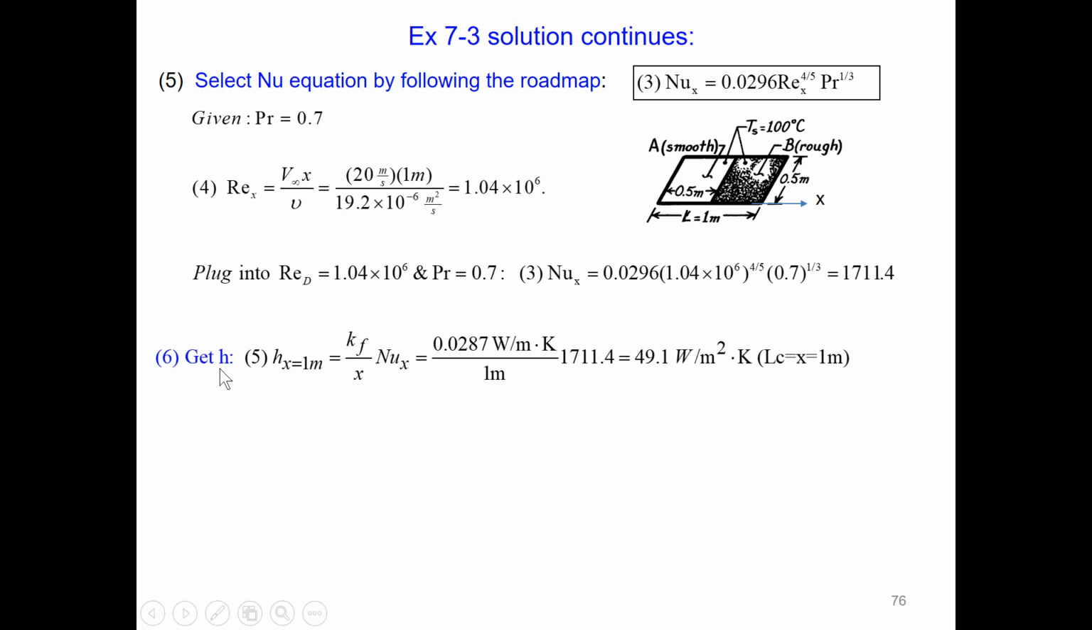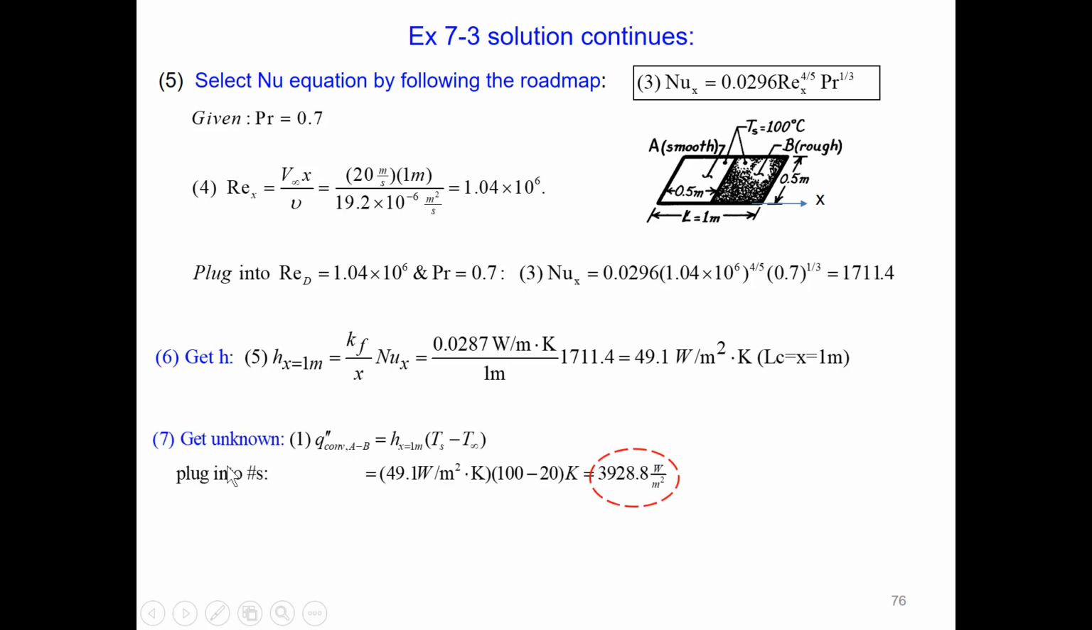6. Get h value. We use equation 5 to calculate the local heat transfer coefficient at a specific location x equal to 1 meter. Plug in numbers: conductivity, Nusselt number, location. Then we get the local heat transfer coefficient. 7. Get unknown. We go back to equation 1, then plug in numbers, heat transfer coefficient, temperature difference, then we get the local heat flux value.